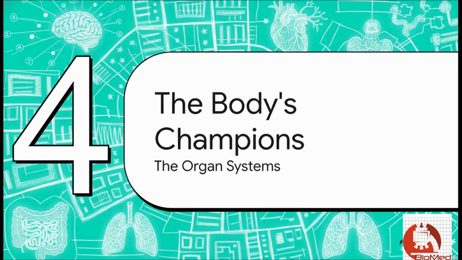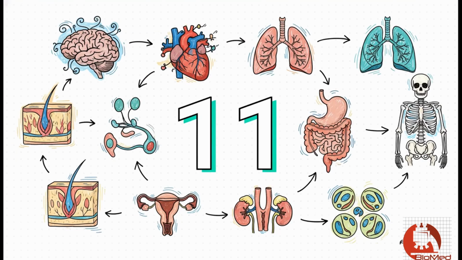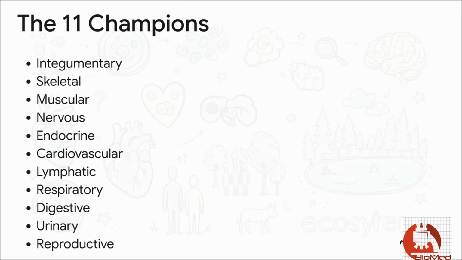So, the rooms are built. Now what? Now we connect them all. We turn this collection of rooms into a fully operational building. This is the top level, the big leagues. These are the incredible teams that run the whole show. And I love the name the source material gives them. They're called the champions. And how many of these teams are there? 11. Just 11. But these are 11 powerful, perfectly coordinated systems that are literally responsible for keeping you alive every single second. So here they are, the 11 champions.